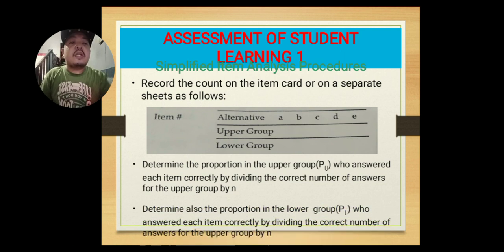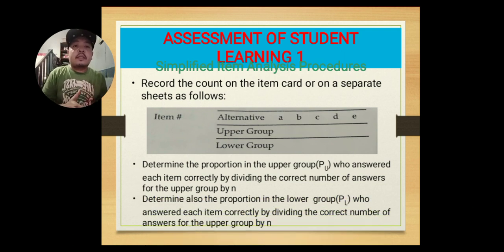Kung ilan yung tumama sa proportion of upper students, ganon din ang gagawin sa lower students, sa lower group. Diba? You do have 15 students in the lower group. Now, to get the proportion or to get the PL or P sub L, you count the number of students who got the correct answer in the lower group.